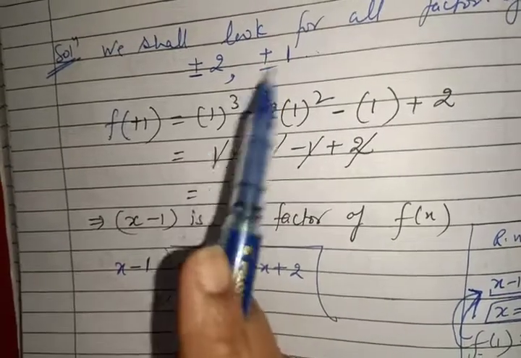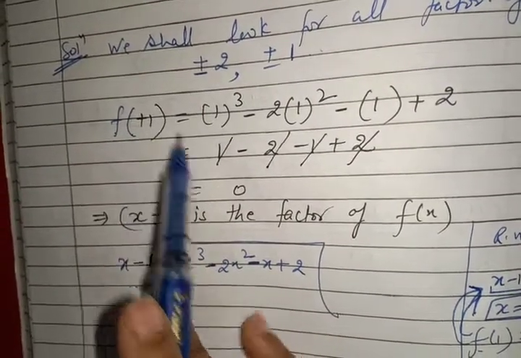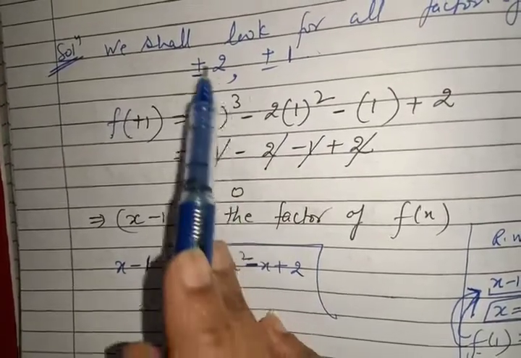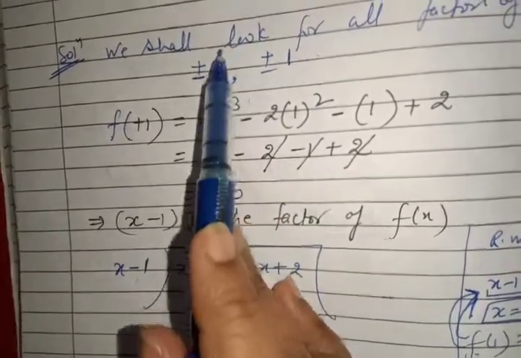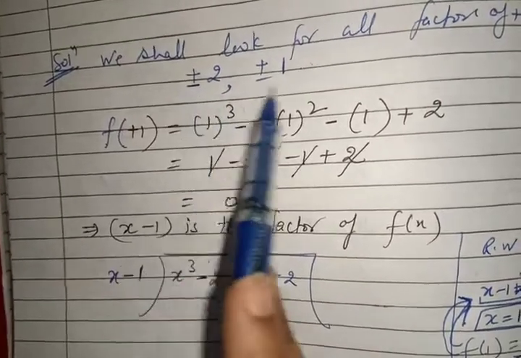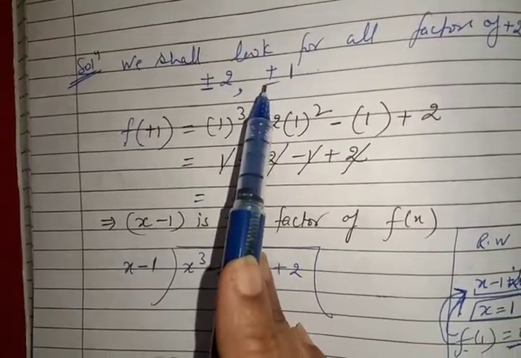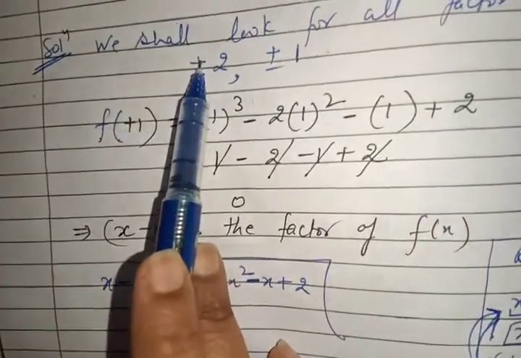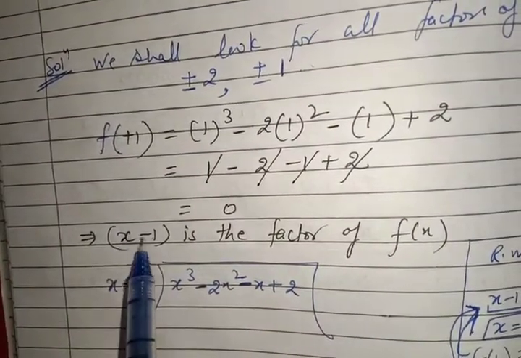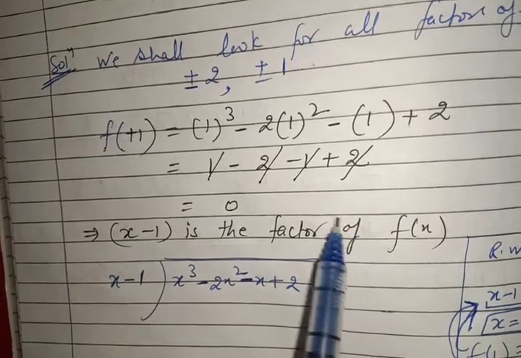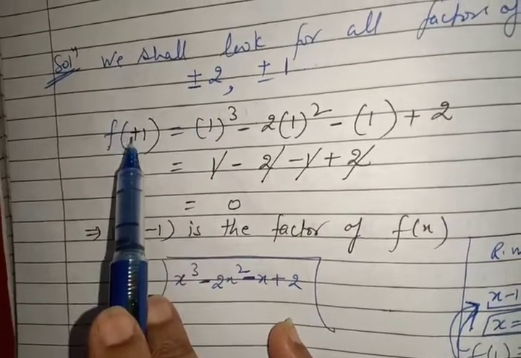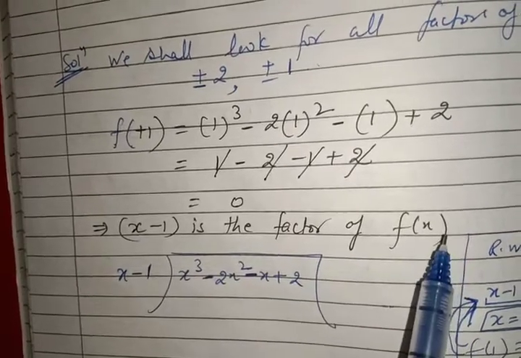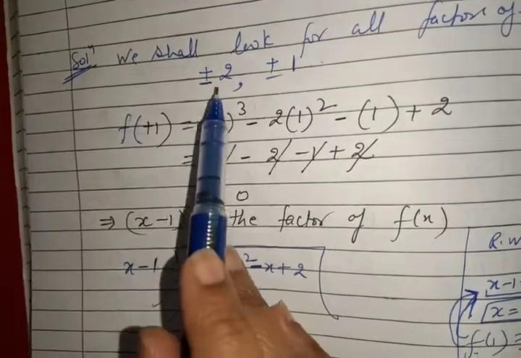Suppose I put here any other number 2 and we are not getting 0. Again you have to check. You have to check for all the 4 numbers. At least out of these 4, at one number you will definitely get 0. If you get 0 on plus 2, then you will write x minus 2 is the factor. If you get 0 on minus 2, then you will write x plus 2 is the factor. It is up to you.